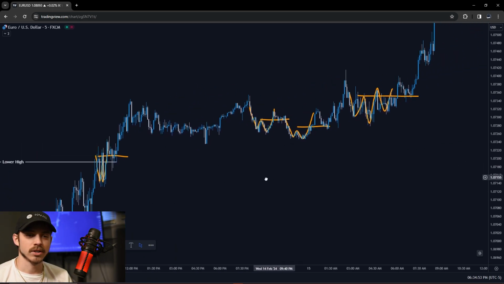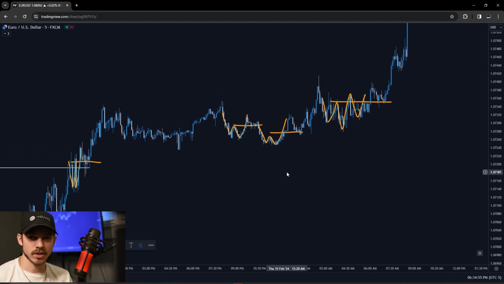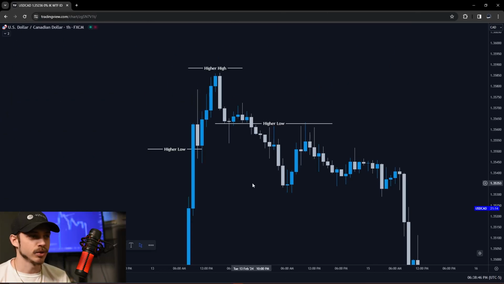So very, very simple. If you guys have any questions over this, let me know. But let's go ahead and look at another example. So as you can see, USD CAD is in an uptrend. We're producing a higher low, higher high, higher low. And then we know that if price needs to continue to go higher, we need price to push past this previous higher high. But that doesn't happen and we break structure.